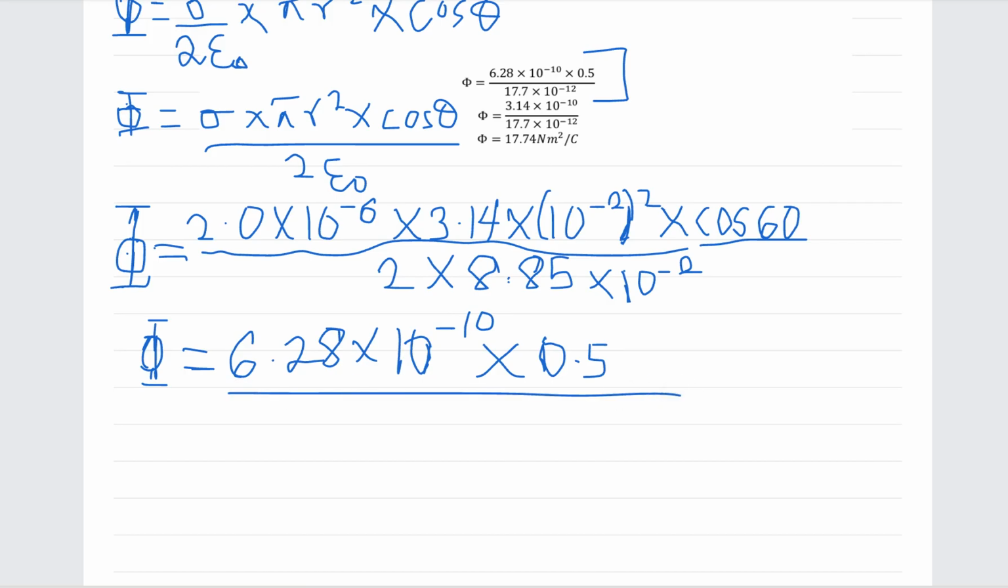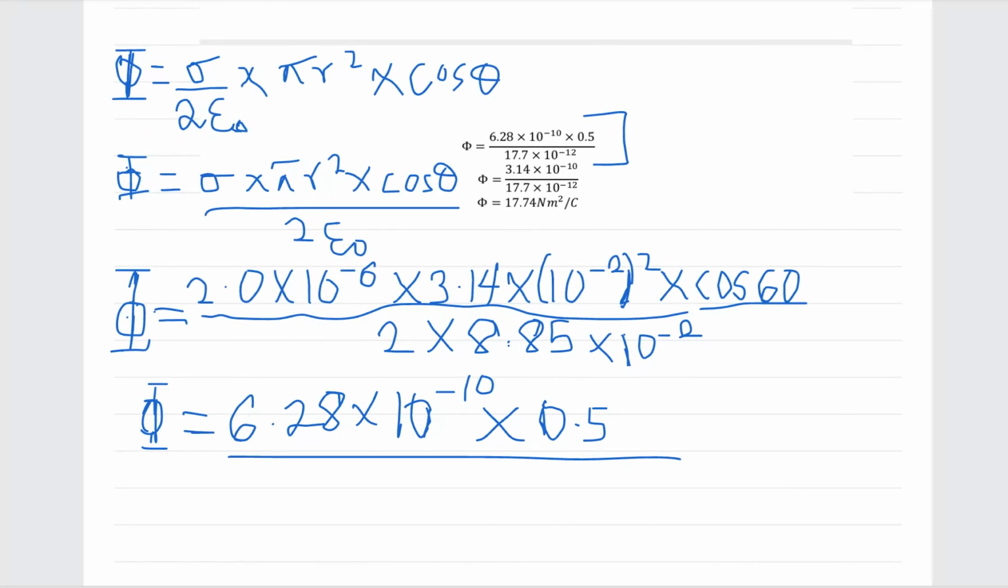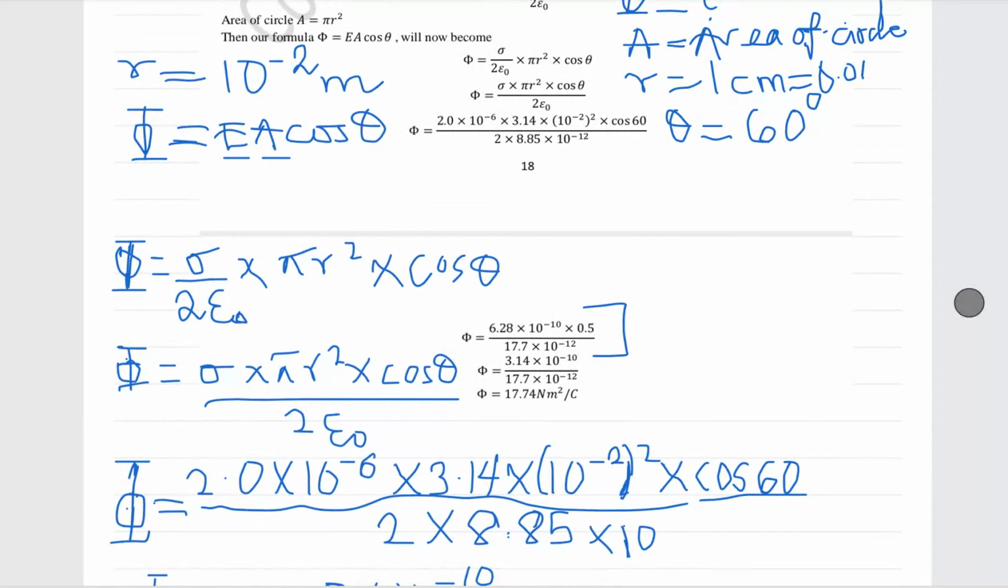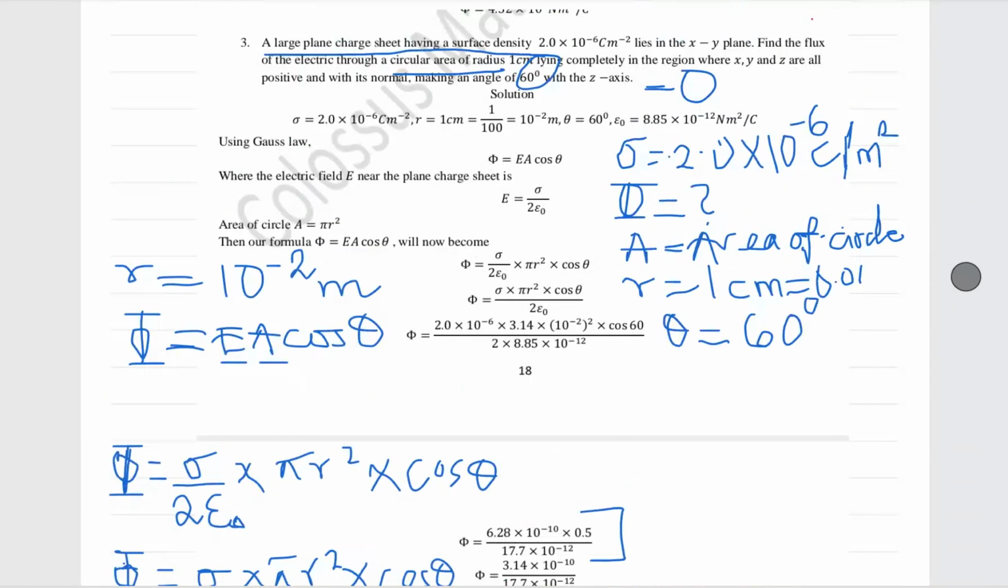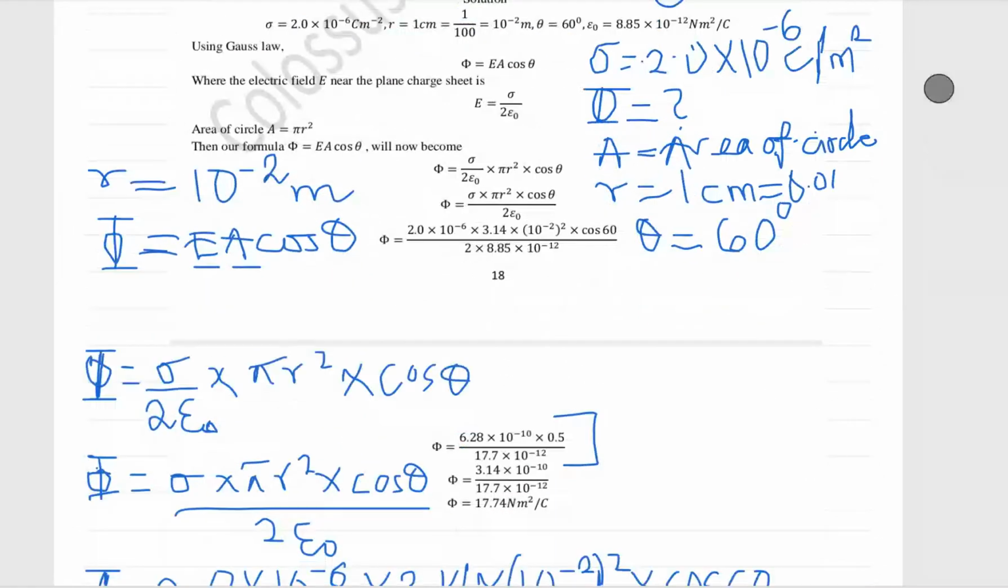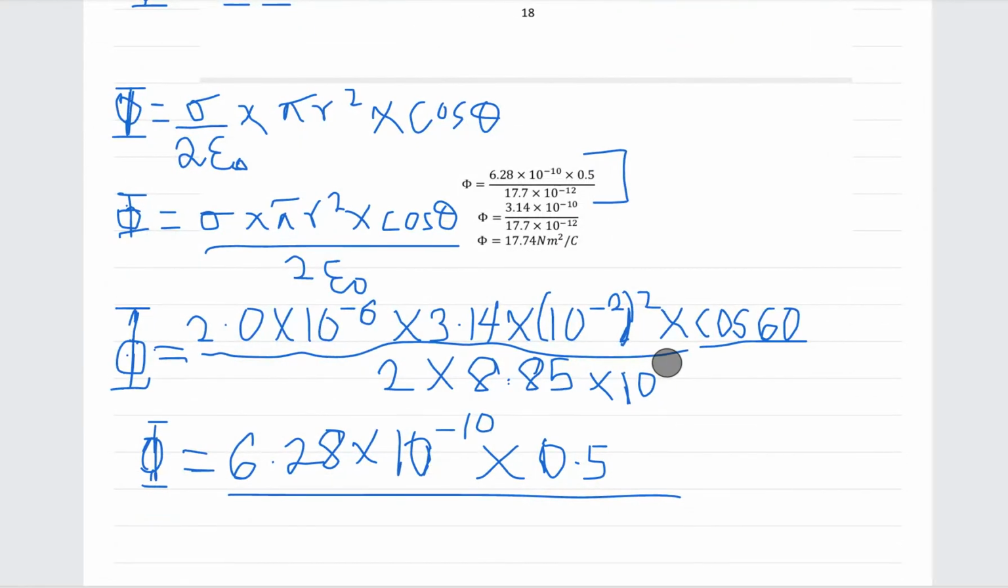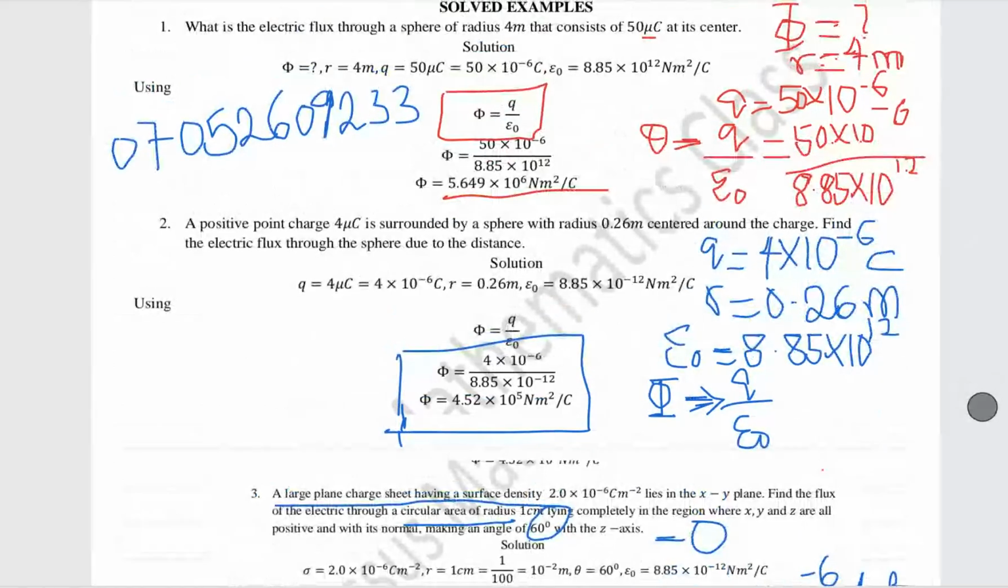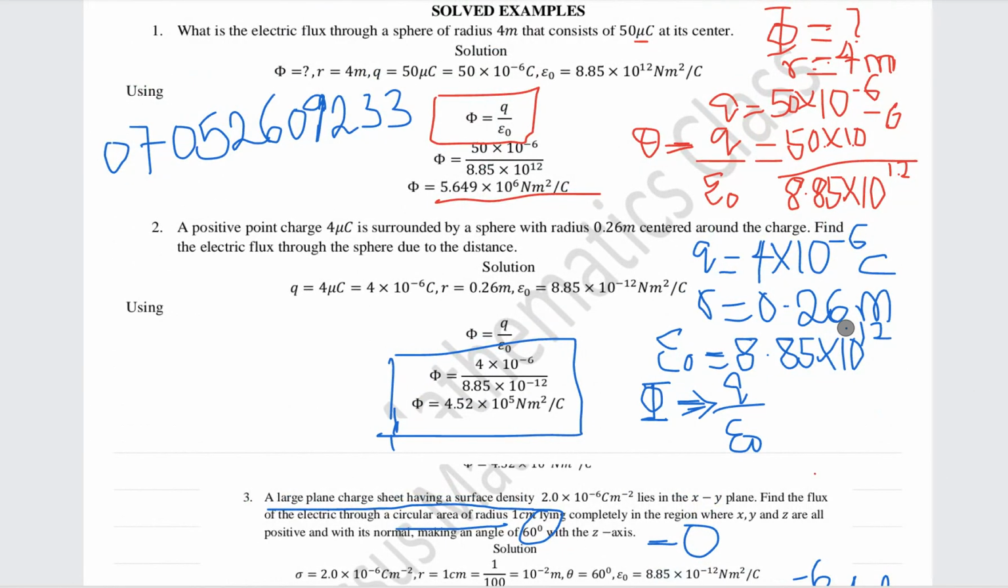All over 2 times 8.85 times 10 to the power minus 12. What did I write here? I made a mistake here. It's not minus 2. I'm sure you know that by now, that it is minus 12. It is times 10 to the power minus 12. That's your epsilon. So this one is minus 12. Let me rewrite that again, minus 12 here, please.